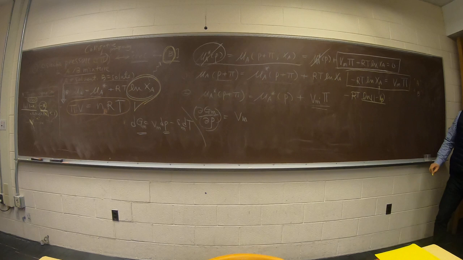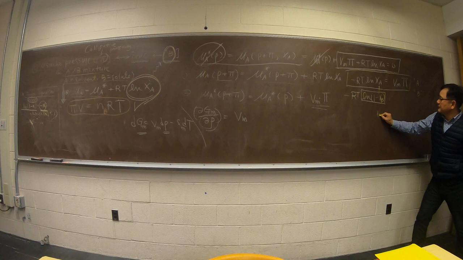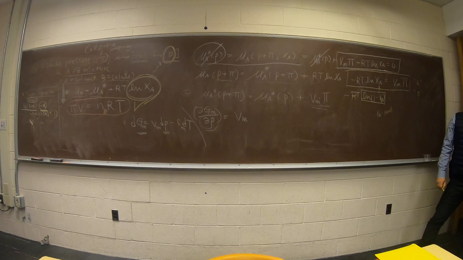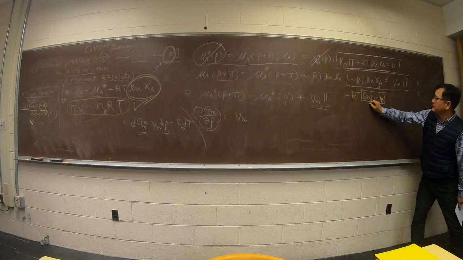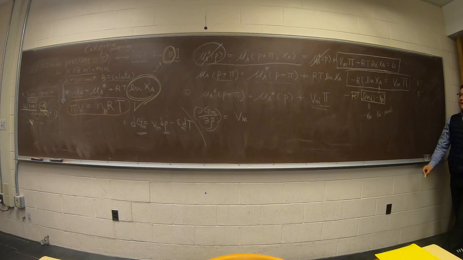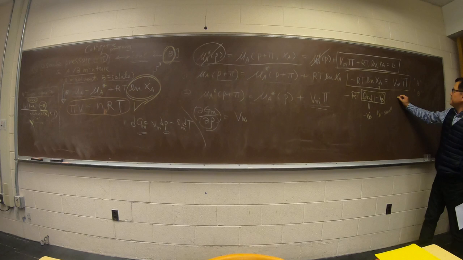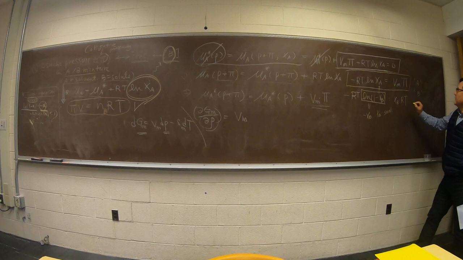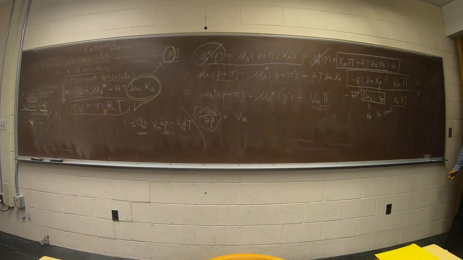But now, natural log 1 minus XB, and I know this is small because that's a small fraction of your solute, and I can use a Taylor series expansion for that, which is minus XB. Okay. And then there's a negative sign. So this equation on the left hand side, all of a sudden that became XB RT. You see that? All right, and then what is XB anyway?